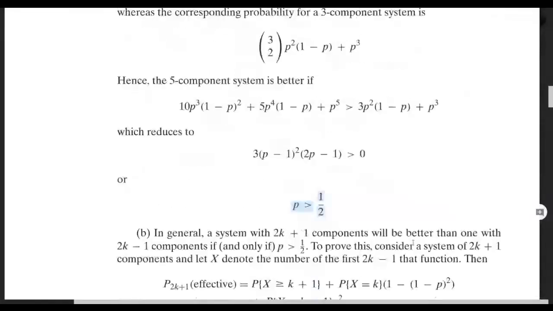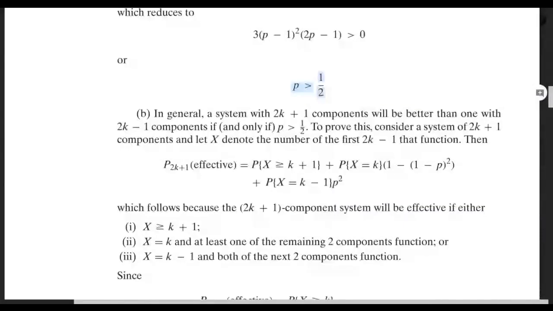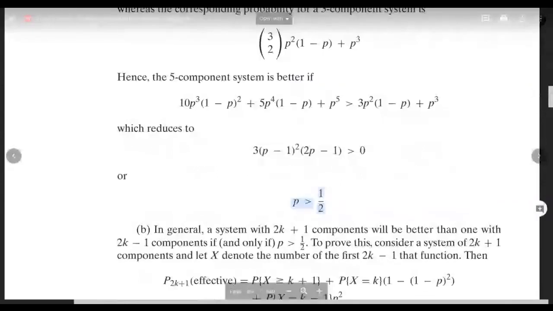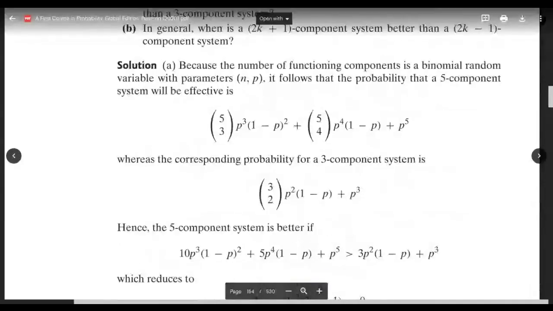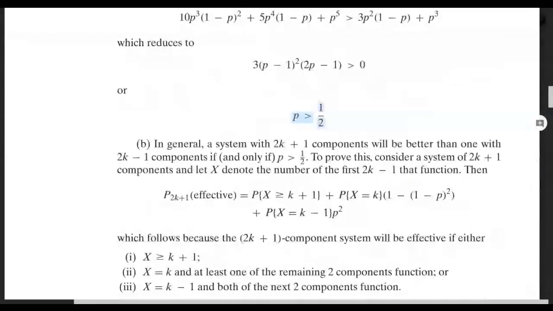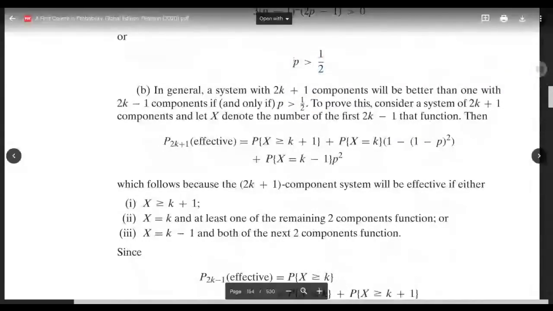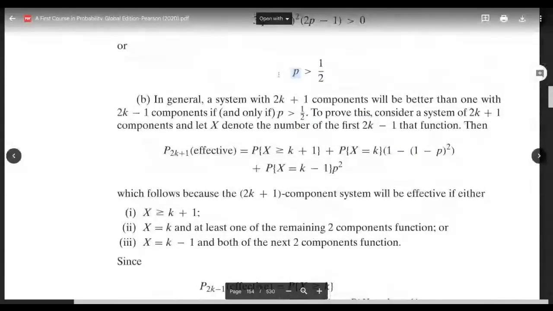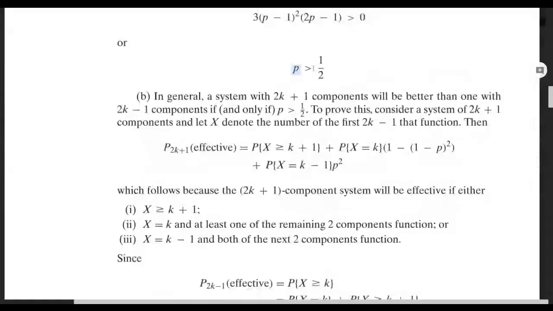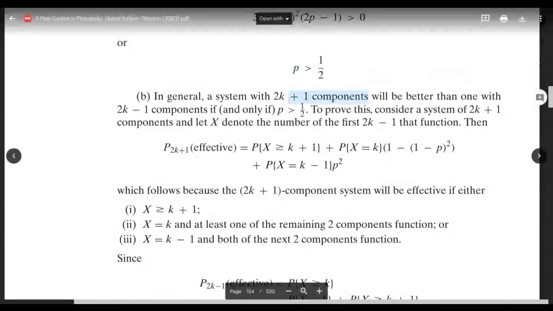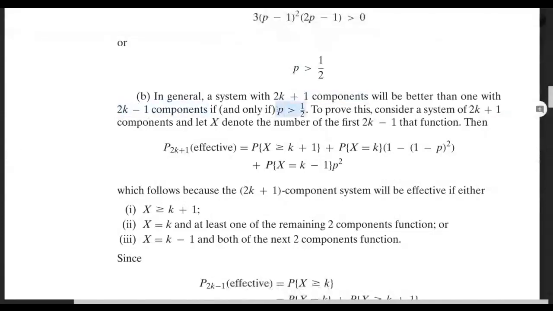Then let's say the B part. B part is 2k plus 1 or 2k minus 1. What does that have to do with this probability of half? Because from the first part, we get that if the probability is greater than half, the 5-component system is better than the 3-component system. Let's say B: a system with 2k plus 1 components will be better than one with 2k minus 1 components if p is greater than half.